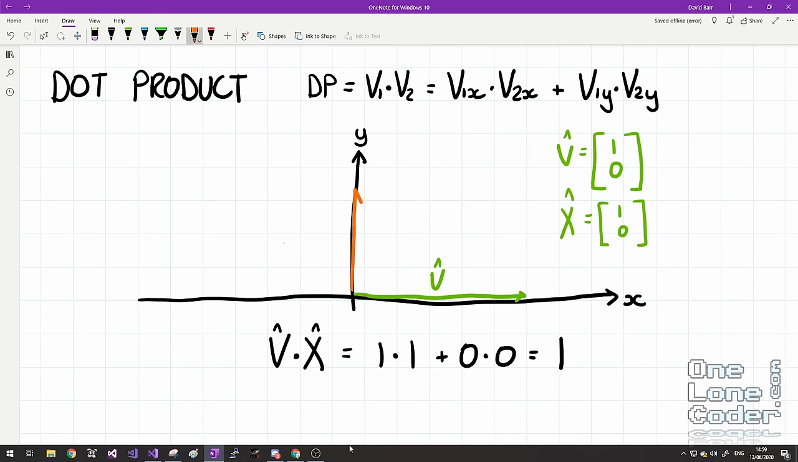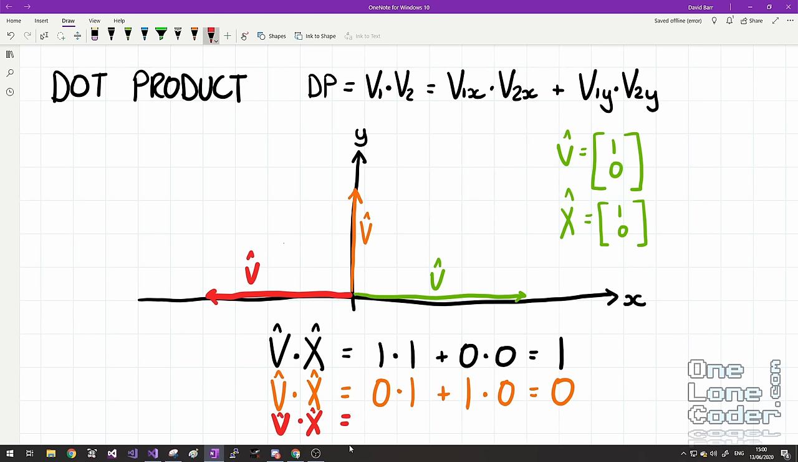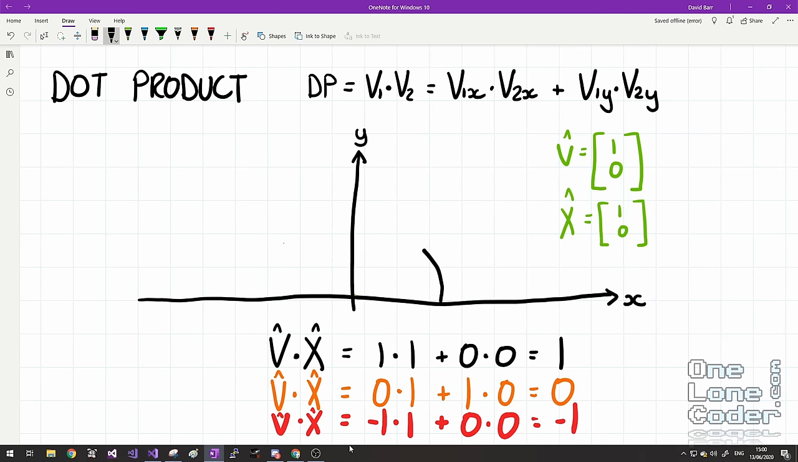Now let's consider our unit vector traveling along this y-axis. I'm still going to take the dot product with the x-axis. Unit vector dot x is now 0 multiplied by 1 plus 1 multiplied by 0 equals 0. Let's take a look at a final vector. Again, a unit vector. In this instance, I've got minus 1 times 1 plus 0 times 0 equals minus 1. What we've seen is as we travel around like this, we've gone from 1 through to 0 through to minus 1.